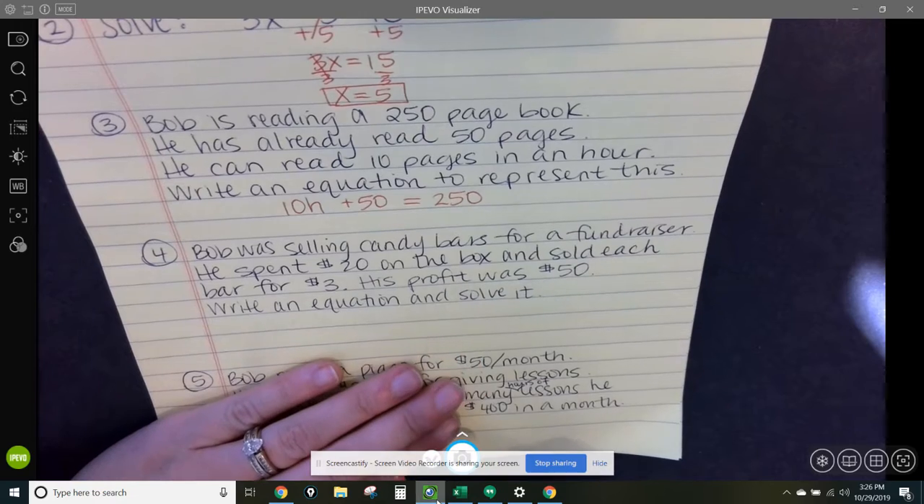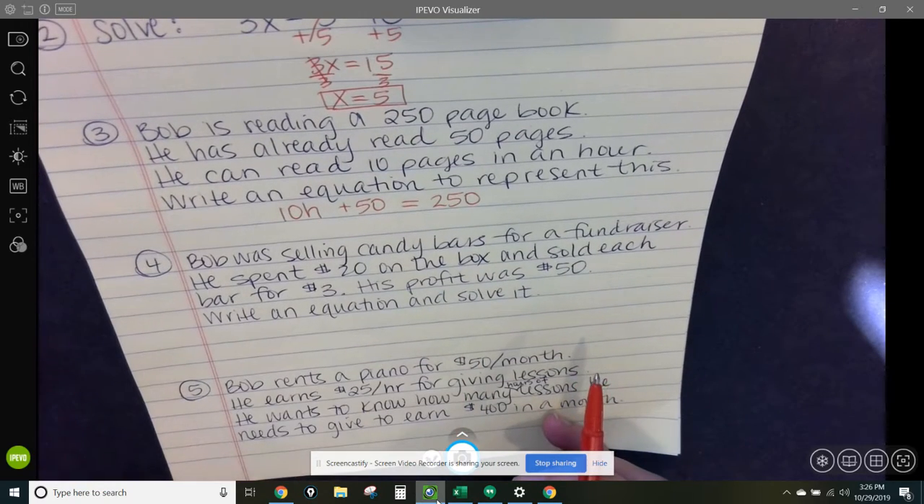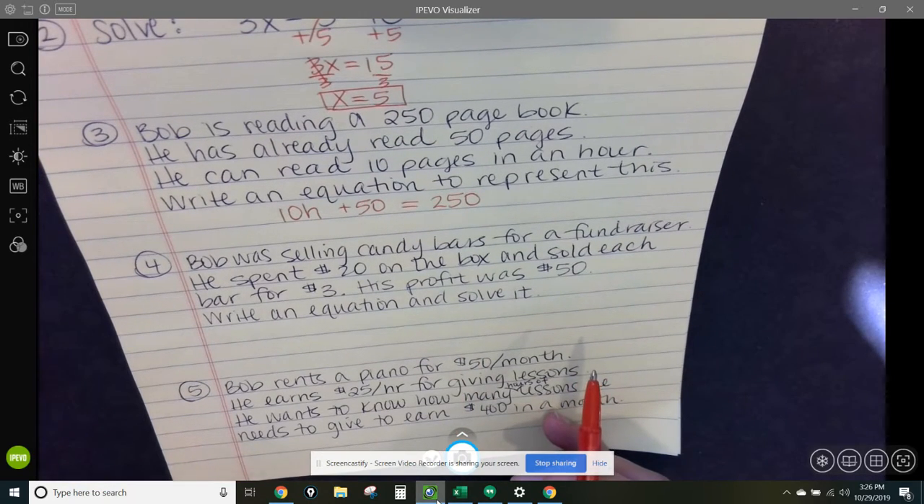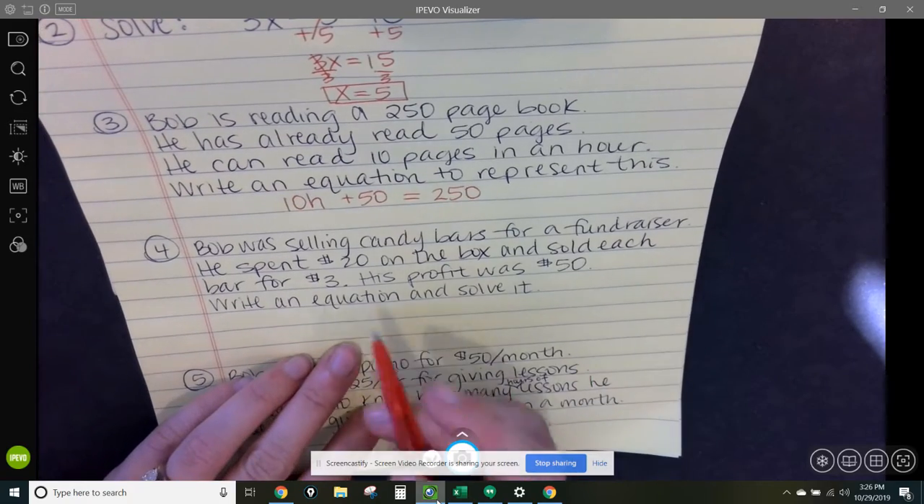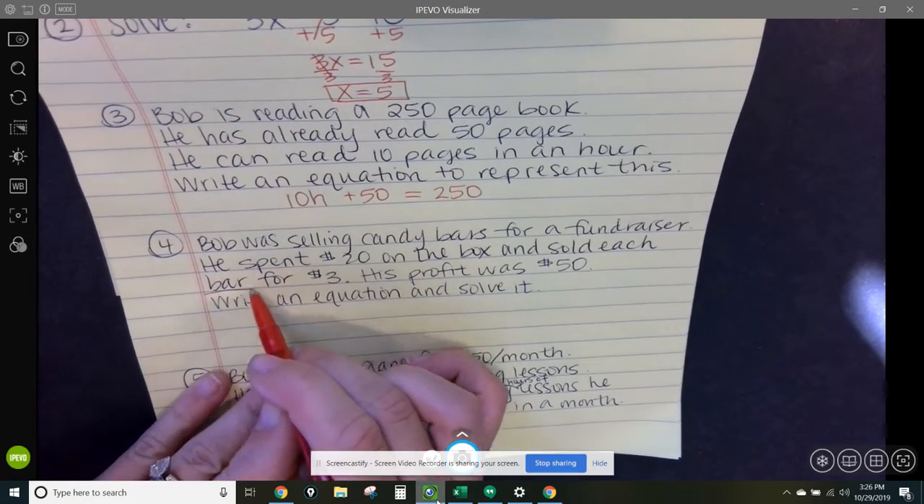I think we're trying to solve for how many bars did he sell. I'm pretty sure. So $3 per bar. I'm going to start with that right there. Each bar costs $3.